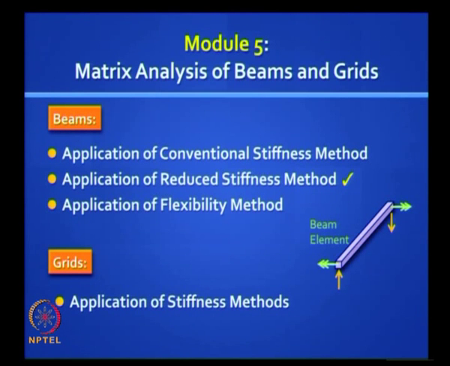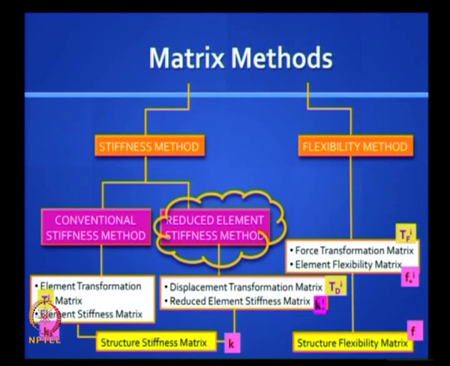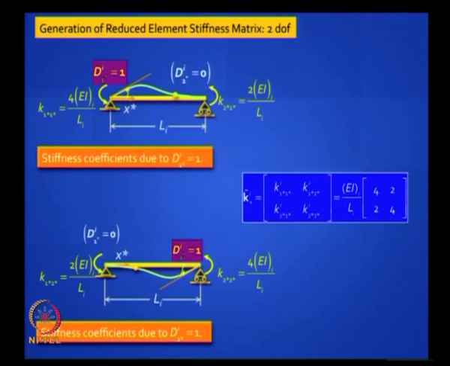for the beam element, and in the next class we will take up flexibility method for the beam element, and after that we will do again reduced stiffness method for the grid element and the conventional stiffness methods. This is covered in the chapter on beams and grids in the book on advanced structural analysis. Of the three methods, we are now looking at reduced element stiffness method.